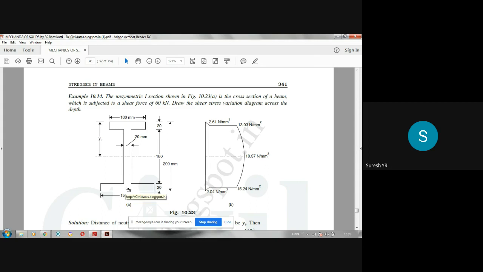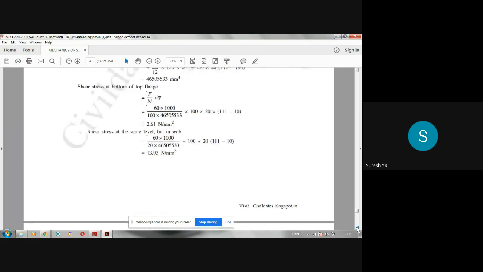Area is 150 into 20, multiplied by the distance, which will be 200 minus yt. You have got yt as 111, so 200 minus 111 is 89. So this total distance is 89. 89 minus 10 we have to take, that is 79. So 150 into 20 into 79. That is the A into y bar for the area below this level. See here, it has been done here. Later on we calculated the neutral axis.